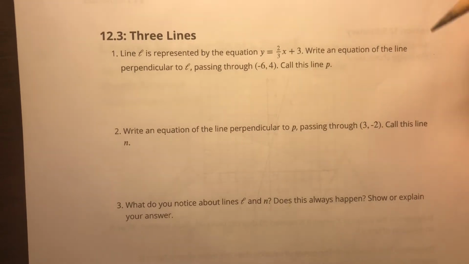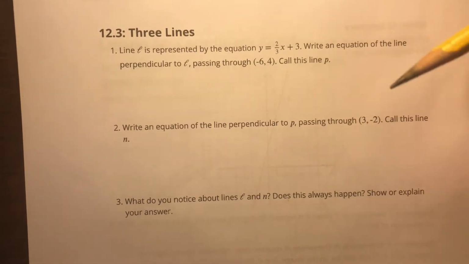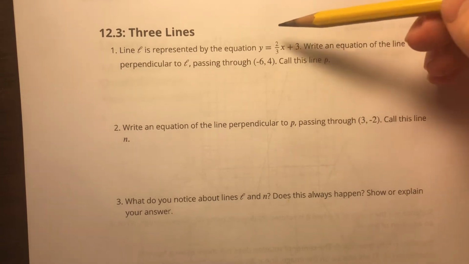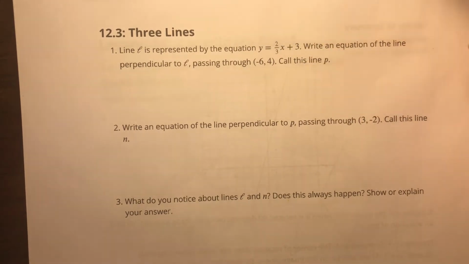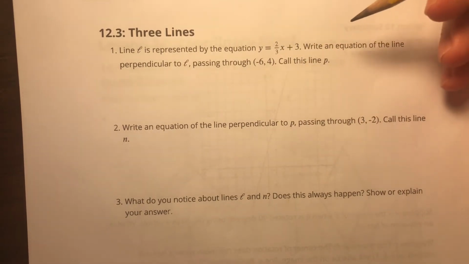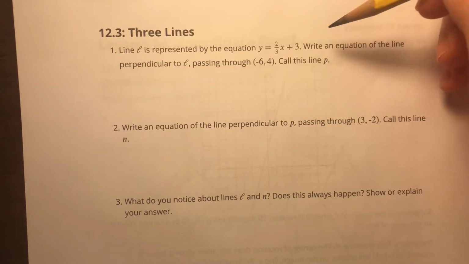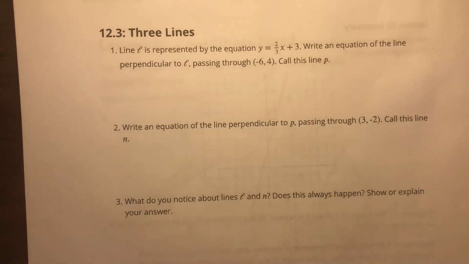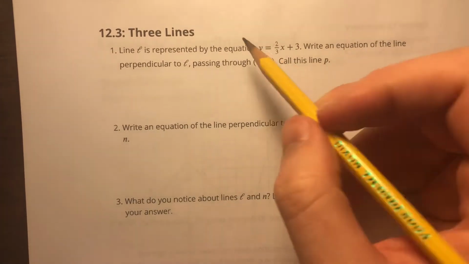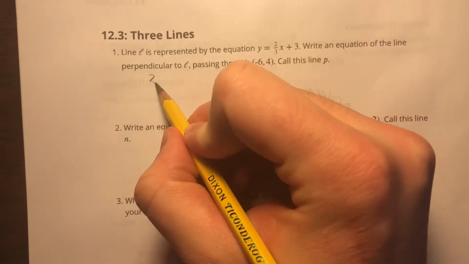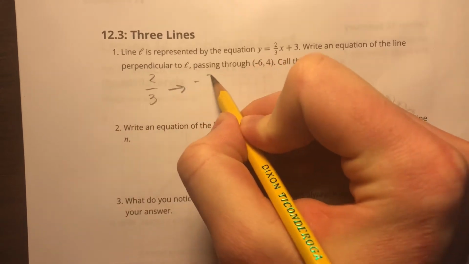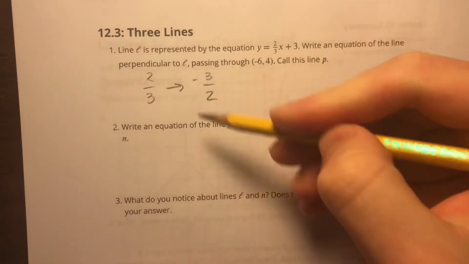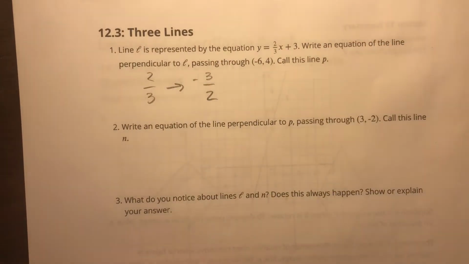All right, 12.3, 3 lines. Line L is represented by the equation y equals 2/3 x plus 3. Write an equation of the line perpendicular to L passing through -6, 4. Call this line P. All right, so if it's perpendicular, that 2/3 becomes -3/2. We flipped it and negated it.